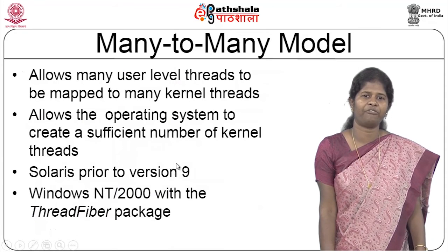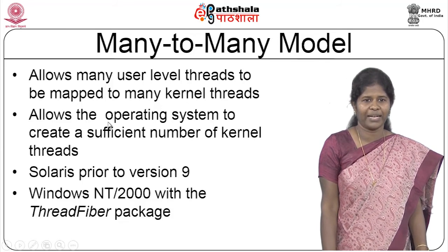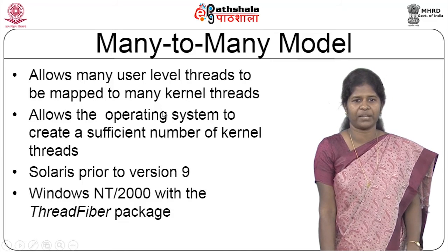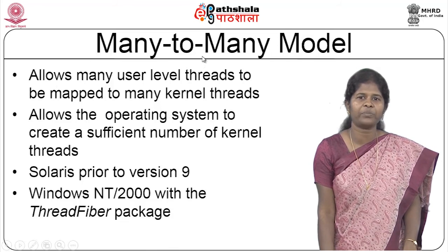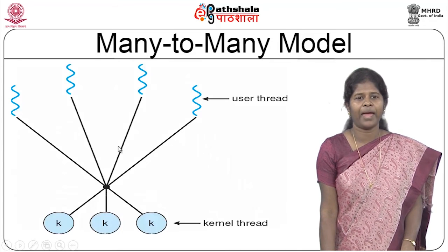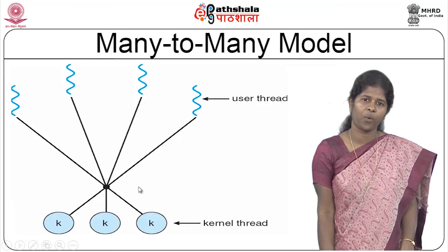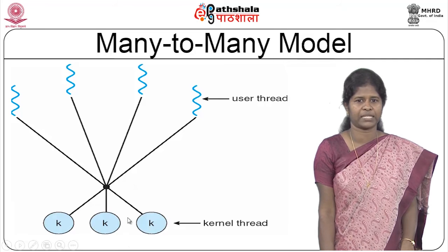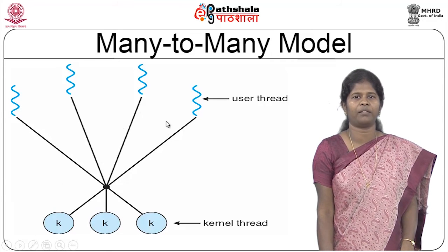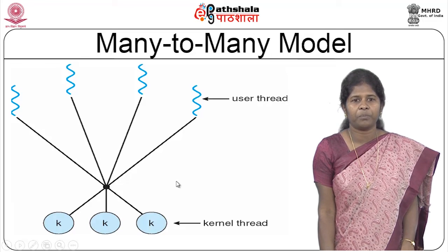And it's also possible to have a many-to-many model. That is, you can have a number of user level threads and a number of kernel level threads. The number of kernel level threads will either be equal to the number of user level threads, or it can even be less. This option of a many-to-many model allows the operating system to create a sufficient number of kernel threads. So, you can have a number of user threads mapped onto multiple kernel threads. Compared to the one-to-one model, here you can even have fewer kernel threads, but more than one kernel thread, and need not be equal to the number of user threads. So, scheduling has to be done between the user threads and the kernel threads. The mapping has to be done properly. So, these are the different types of multi-threaded models.